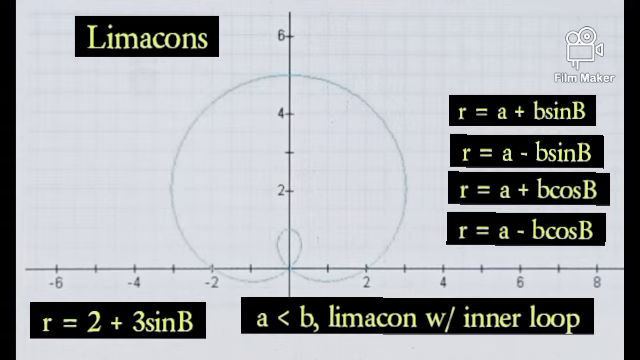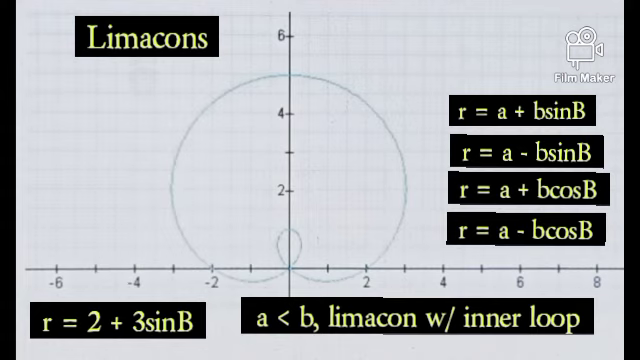If the value of a is less than the value of b in the polar equation, the graph is a limacon and the limacon has a loop, as shown in the diagram, which is the graph of the polar equation r = 2 + 3 sin θ, where a is 2 and b is 3 and a is less than b.